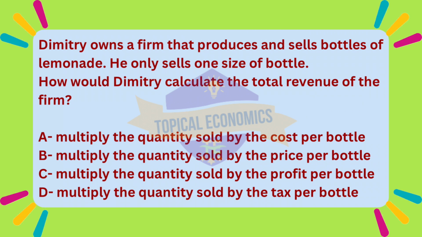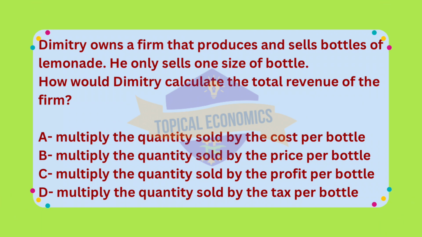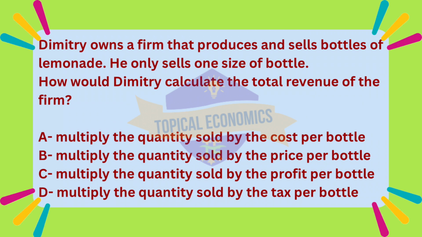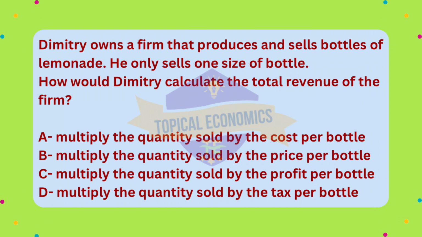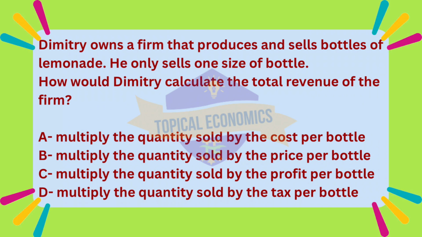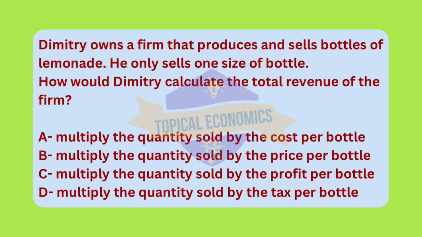Analyzing the other options. Option A. Multiply the quantity sold by the cost per bottle. The cost per bottle refers to the firm's production cost, not the selling price. This would give the total cost, not total revenue. Next, option C. Multiply the quantity sold by the profit per bottle. Profit per bottle is the difference between the price and the cost of the bottle. Multiplying by the profit would give total profit, not total revenue. Lastly, option D. Multiply the quantity sold by the tax per bottle. The tax per bottle is not related to the firm's total revenue directly, it's an additional cost or tax charge that might affect profits, but not revenue.